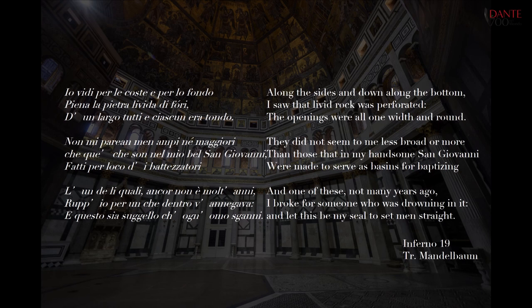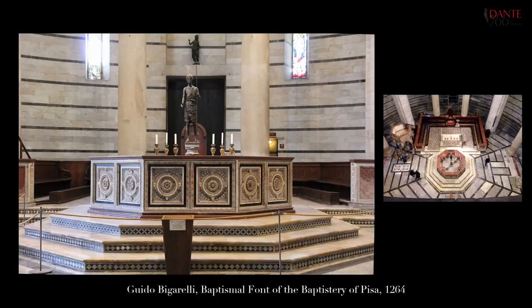So he's talking about how he finds his holes in hell, and as a way to give you a sense of how people come out of it, he's thinking about the baptismal font in the middle of San Giovanni, the baptistry of Florence. Now, the baptismal font is gone, but to get an idea of what it must look like, we can move to the nearby city of Pisa, where you can find an intact medieval baptismal font made by Guido Bigarelli. As you can see, it's octagonal, it's in the center.